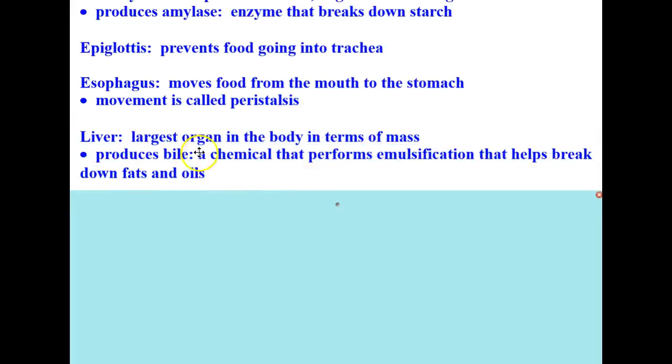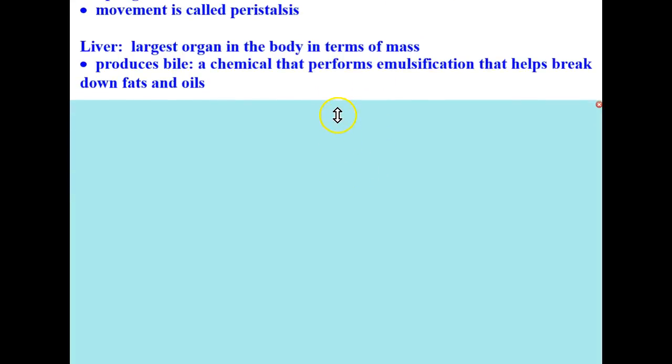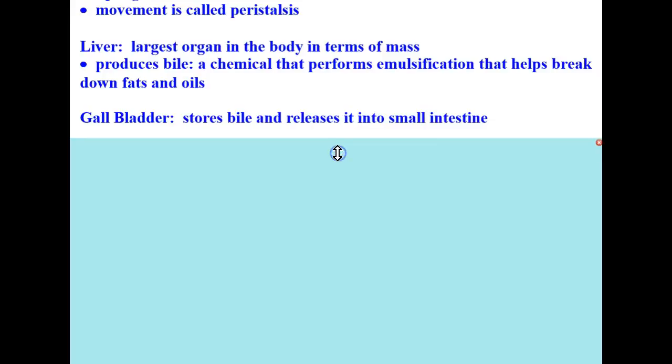The liver is the largest organ in the body in terms of mass. The liver produces bile, a chemical that performs emulsification that helps break down fats and oils. The gallbladder stores bile and releases it into the small intestine.